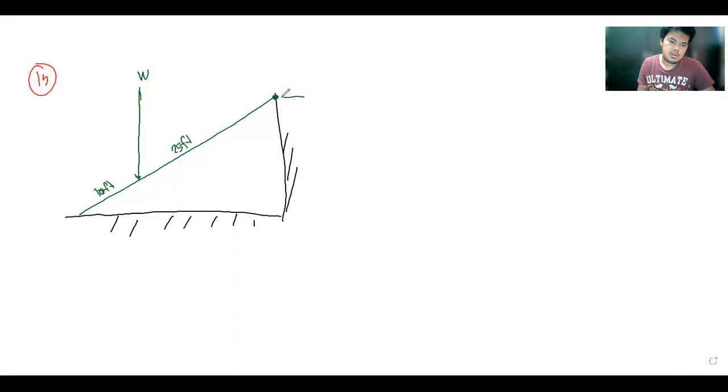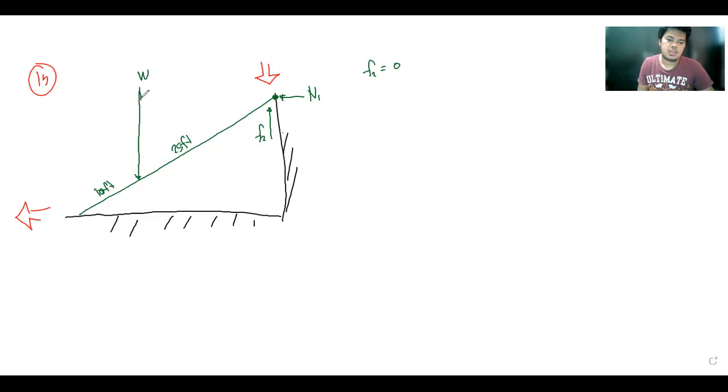The wall is frictionless, so there is only the normal force, N1. The ladder will tend to slide downwards, but since the wall is frictionless, the friction force F2 is equal to 0. Why? Because it's given as frictionless. The supposed motion is that the ladder will tend to slide downwards and move away.